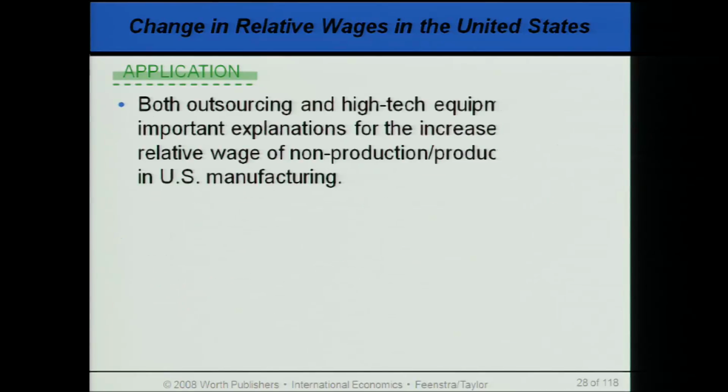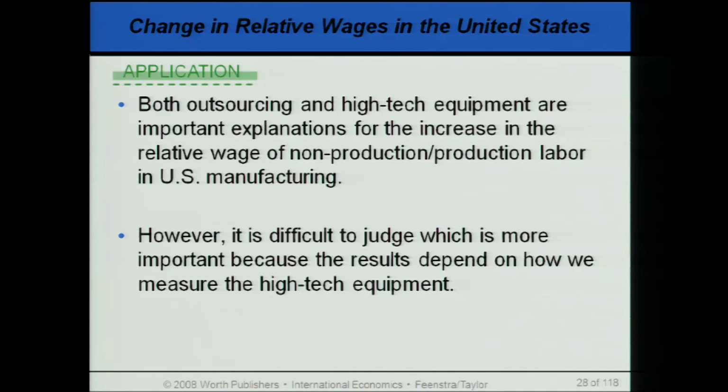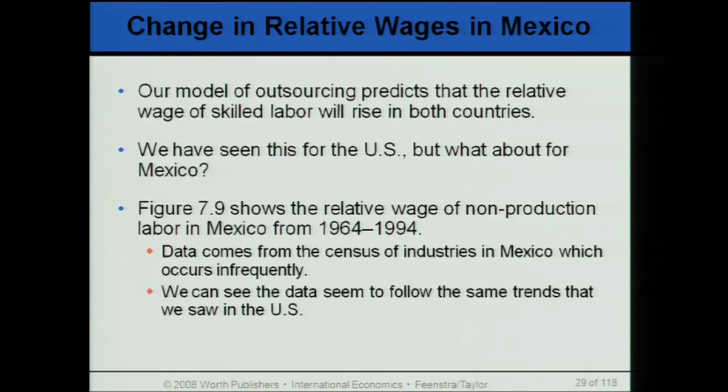So you cannot say with certainty which factor has contributed more to the rise in inequality. It is difficult to judge which is more important, because the results depend on how we measure the high tech equipment. But what is very clear is that the inequality in the US has increased, and there are reasons for it, and the two reasons here are outsourcing, and the adoption of computers in the manufacturing sector. So that was about the US.